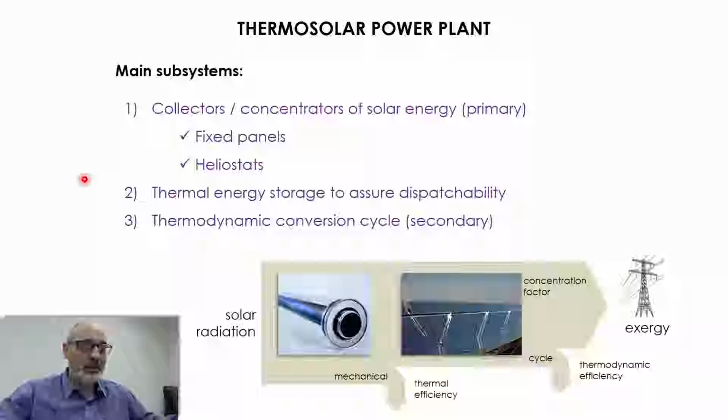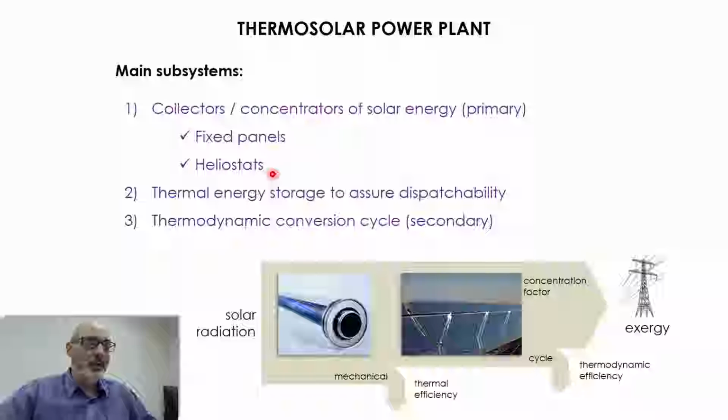So coming back to our power plant, the main subsystems of a thermosolar power plant we can divide in three. First, what we call collectors, concentrators of solar energy, related to the primary cycle, the primary part of the solar plant. These collectors or concentrators can be fixed panels, which we're going to see in detail, or they can be heliostats. This means that you have some mechanism, a motor for instance, that will change the configuration of these panels in order to follow the position of the sun.